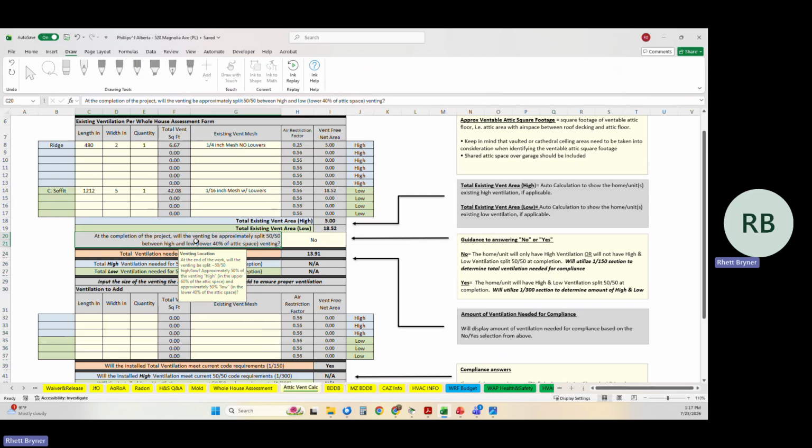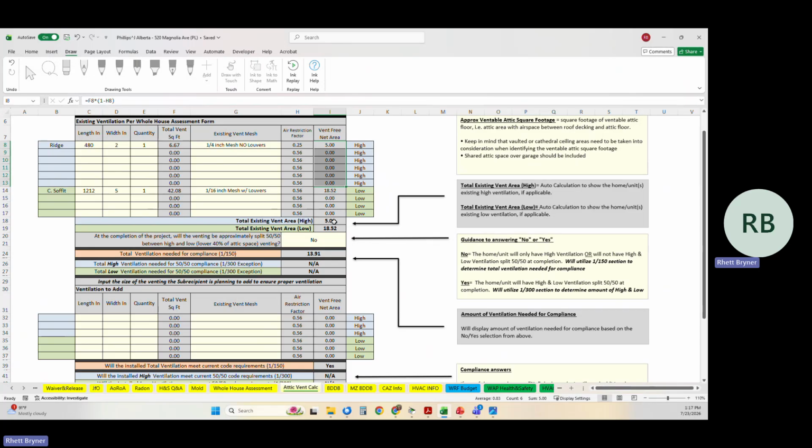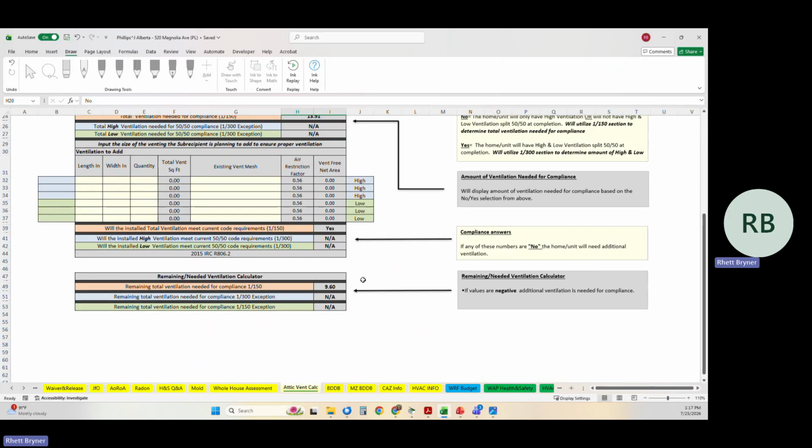At the completion of the project, will venting be split 50-50 between high and low? So right here, this is your total for your venting. If I select that, it's adding the total from this part up here, right? So is that split 50-50 between your high and your low? No, because you've got 5 high, 18 and a half low. So no, it's not even close to 50-50. So you're going to leave that as a no, and then you scroll down here.